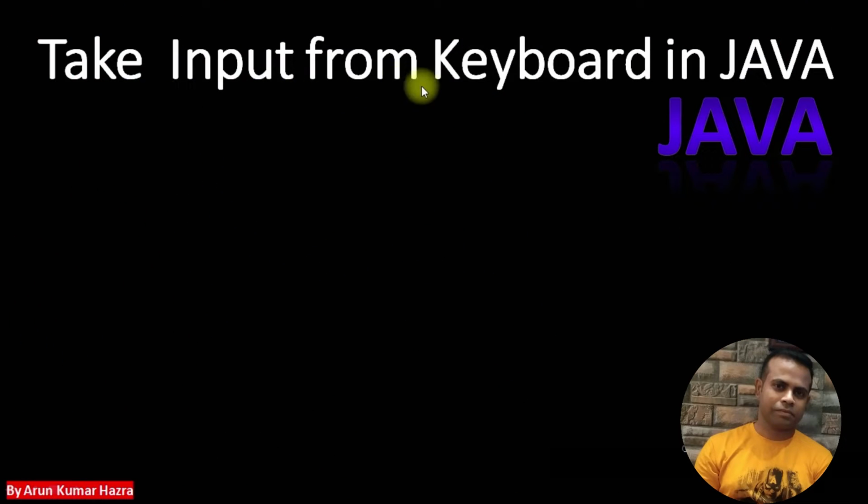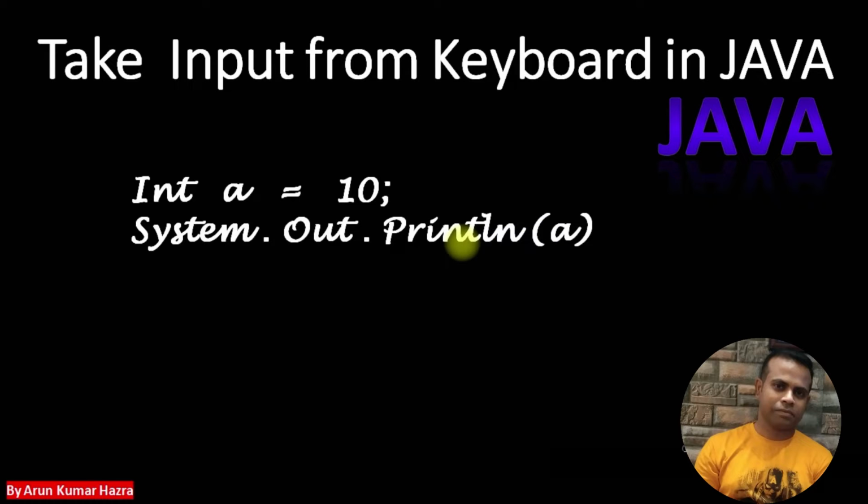Today we will learn how to take input from the keyboard in Java. Till now, in the programs from our last few classes, we wrote int a is equal to 10. Then we print the value of a using System.out.println, right? And the output is 10. So you can see that we already defined some value in this program, a is equal to 10, and we are printing a's value on the display screen.